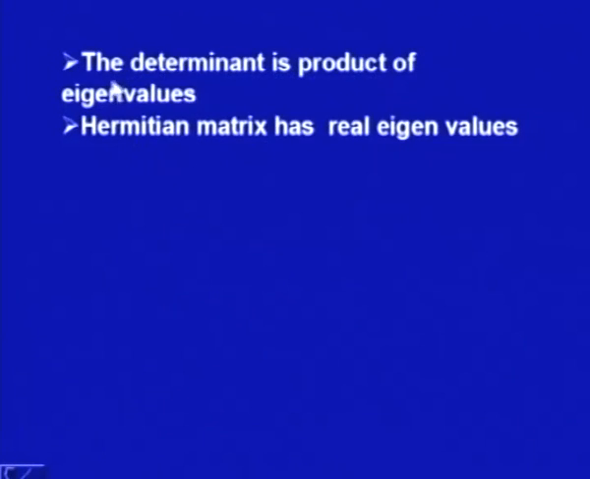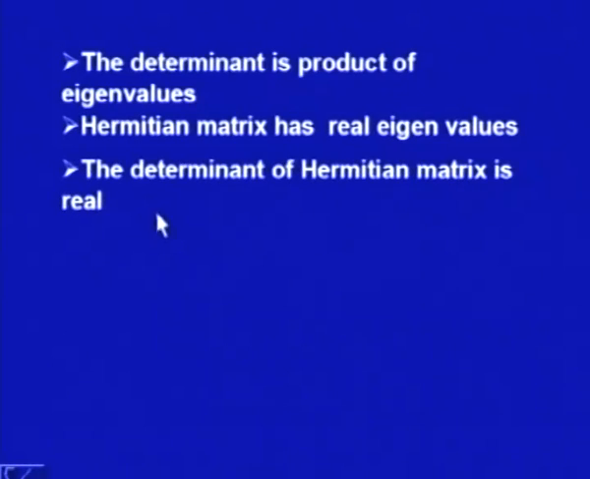Now, the determinant is the product of eigenvalues. This is the result which we have established in earlier lectures. So, here we have a Hermitian matrix which has real eigenvalues, and if we combine these two results, we can say that the determinant of a Hermitian matrix is real, because all the eigenvalues are real. So, their product will also be real, and the product of eigenvalues is the determinant. So, the determinant of a Hermitian matrix is real.